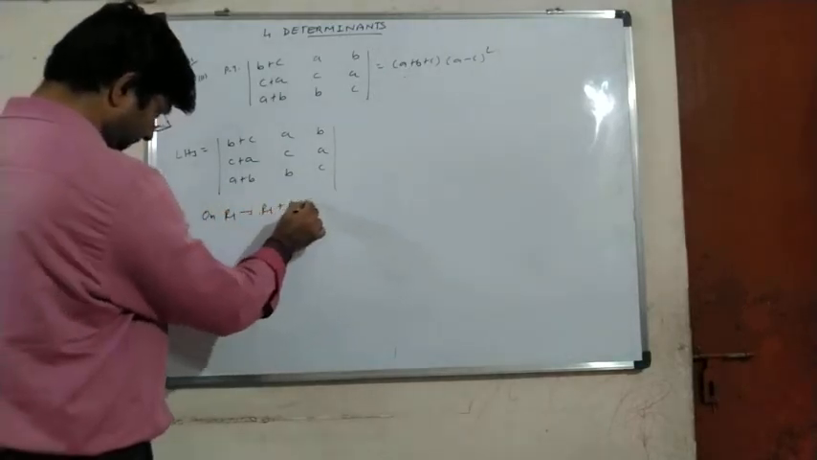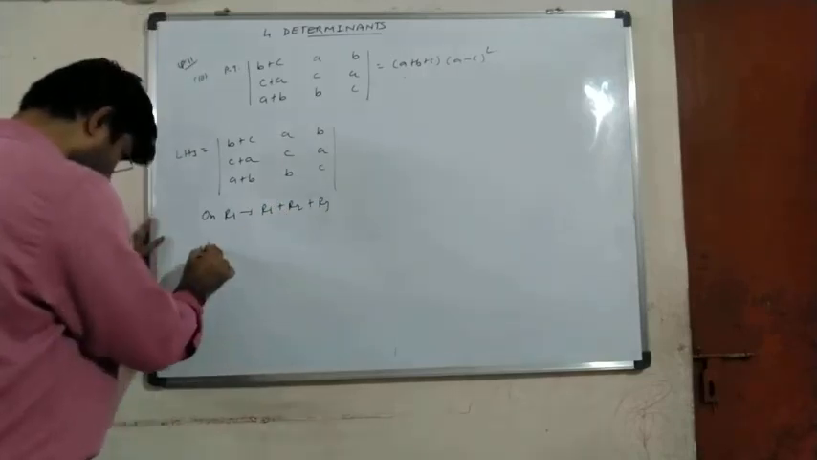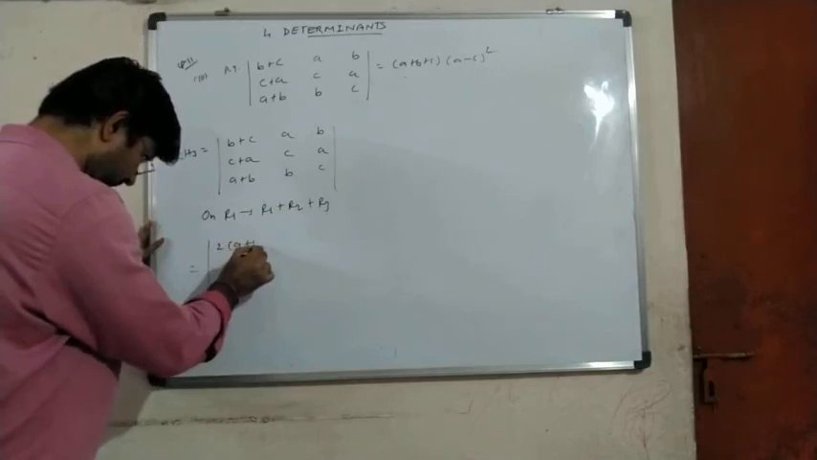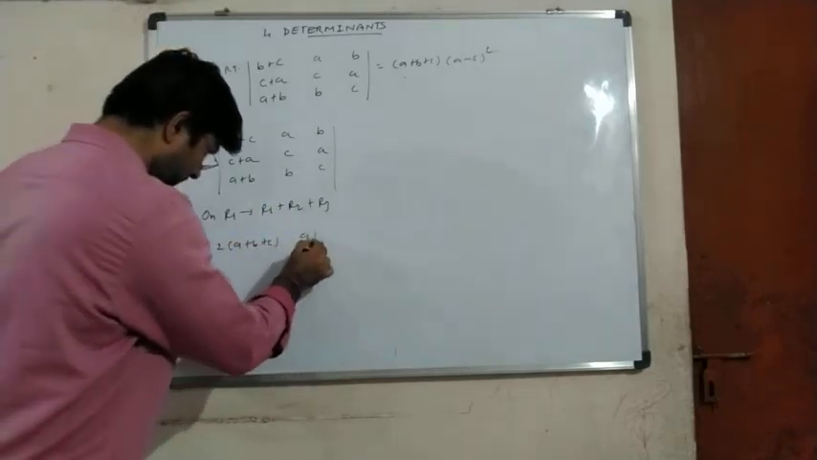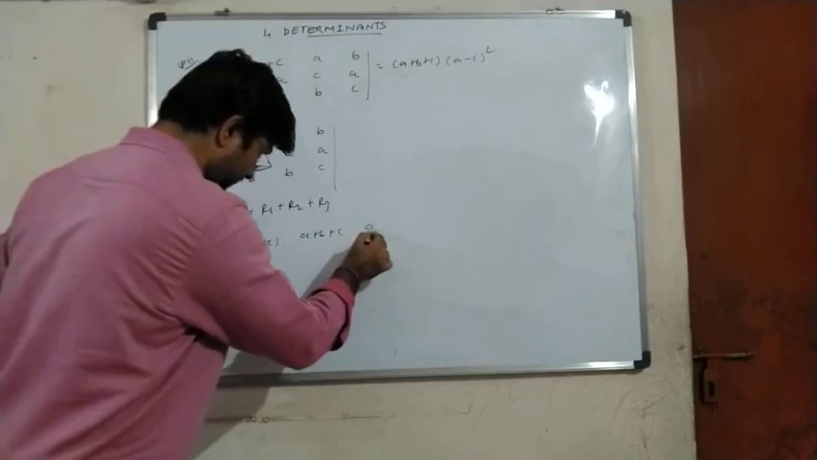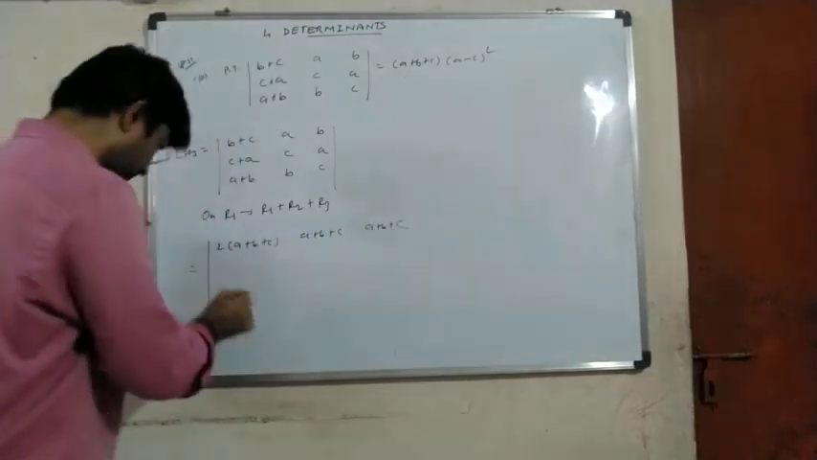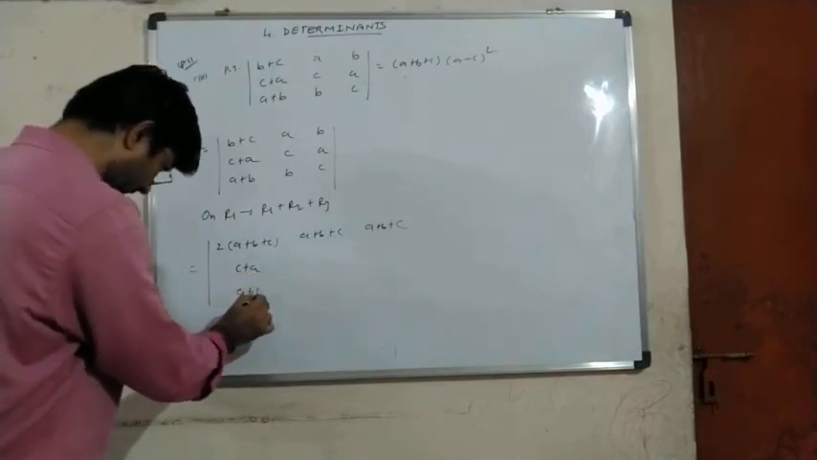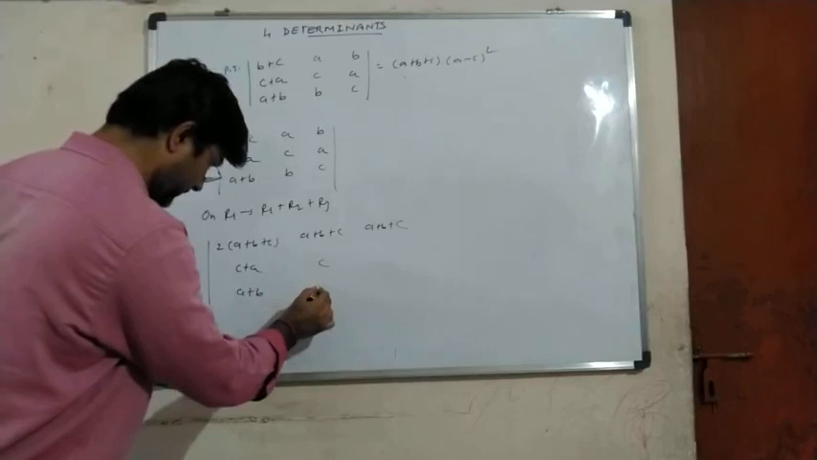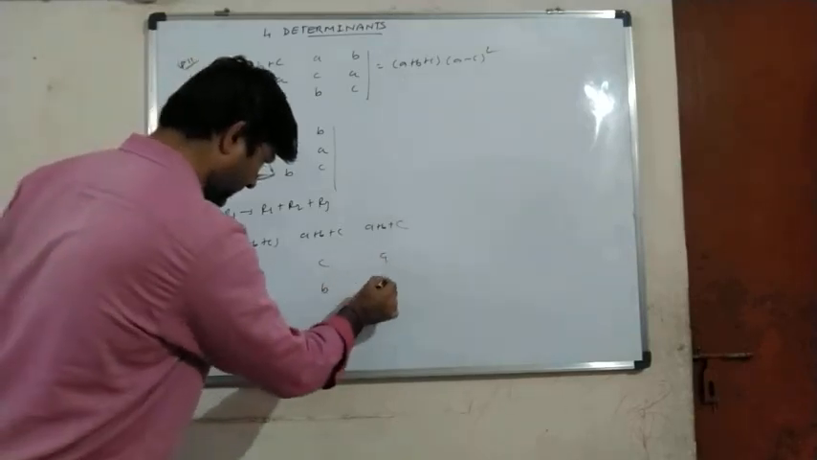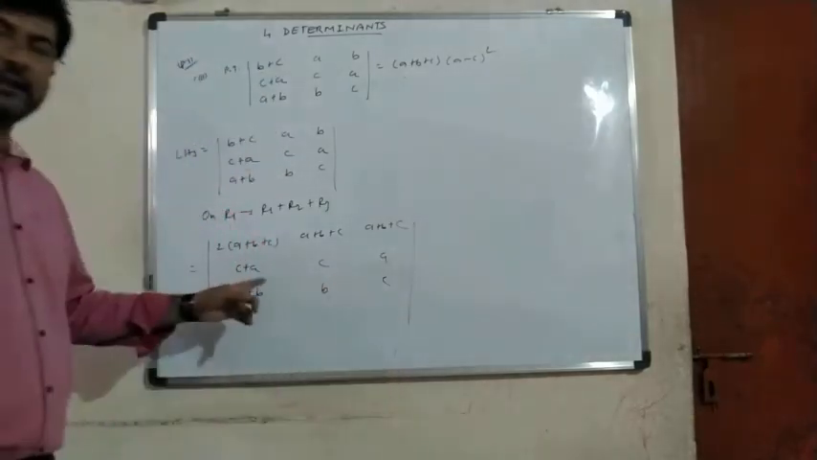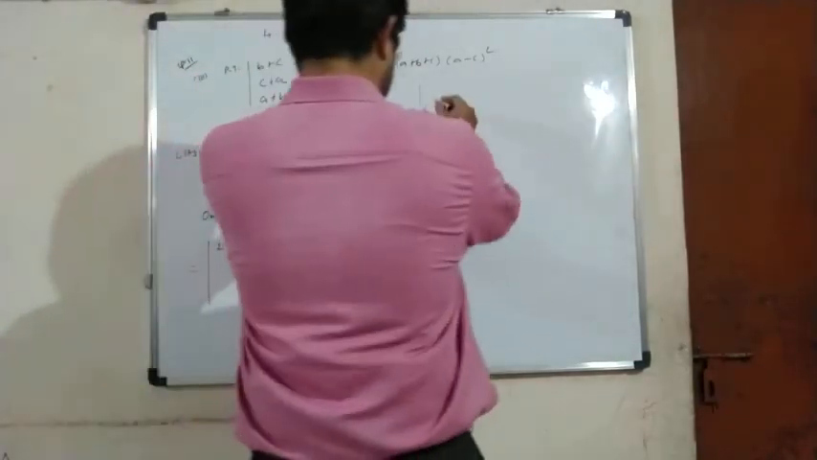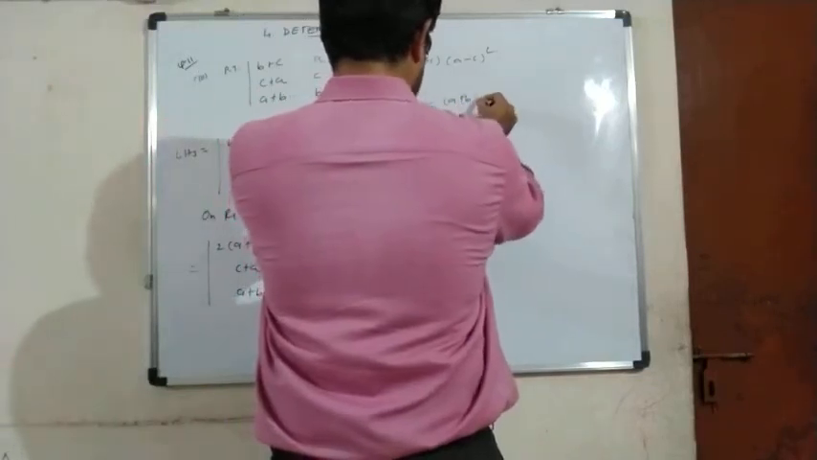R1 plus R2 plus R3. So you will get here in the first term 2 into A plus B plus C. The other terms will be A plus B plus C, A plus B plus C in the first row. Second and third row we will keep as it is for now. C, B, A, C. So now we can take A plus B plus C common.